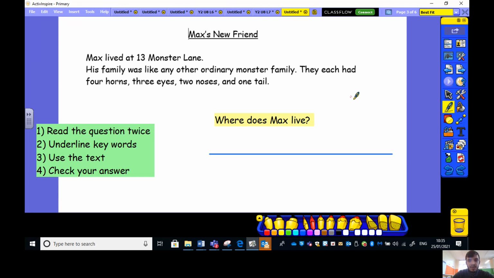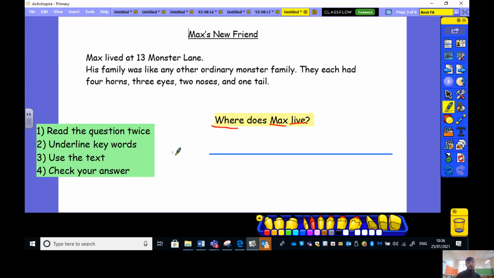Where does Max live? Where does Max live? So I'm looking for where does Max live? So I've read it twice and I've underlined the keywords. Now I need to go back to the text. I might think I can remember the answer, but why would I take the risk? Let me just double check. I think it was something to do with Monster Lane from reading. But let me check first.